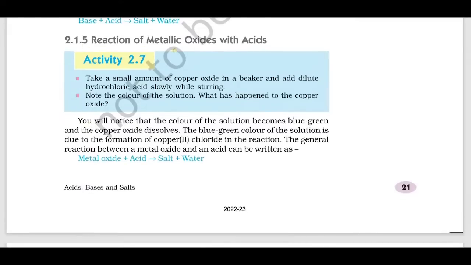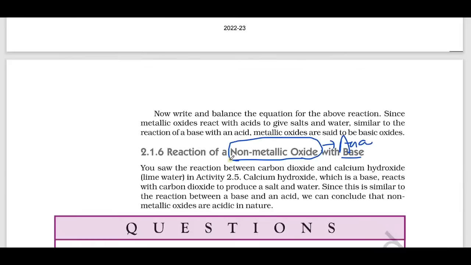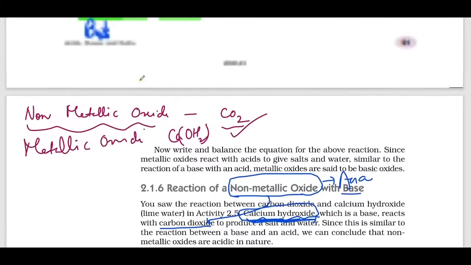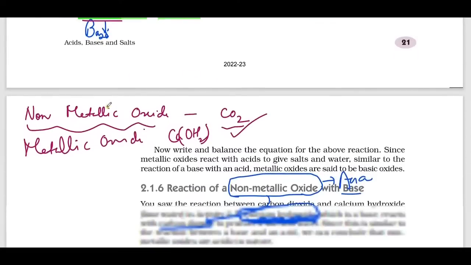Now, reaction of metallic oxide with acid. Metallic oxide reacts with acid to give salt and water. To give salt and water, acid should react with a base. That means here the metal oxide reacts as a base, which is basic in nature. Metallic oxide is calcium hydroxide. So non-metallic oxides are acidic in nature. Metallic oxides are basic in nature.